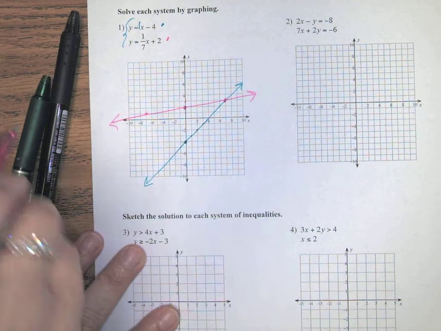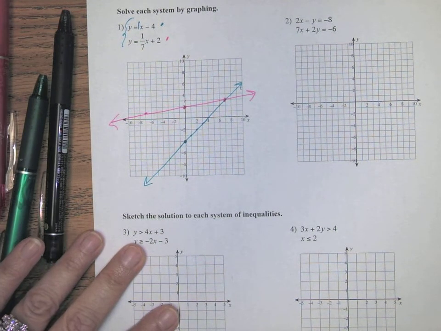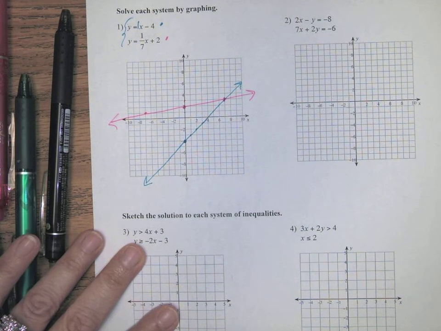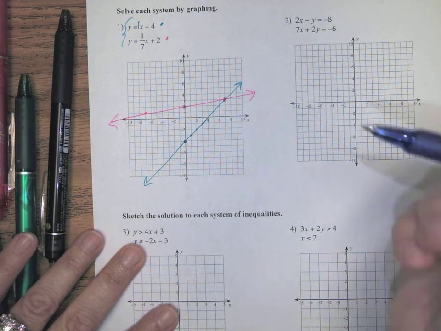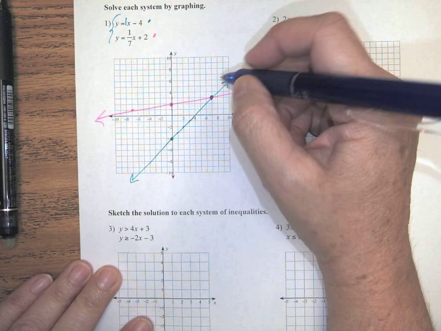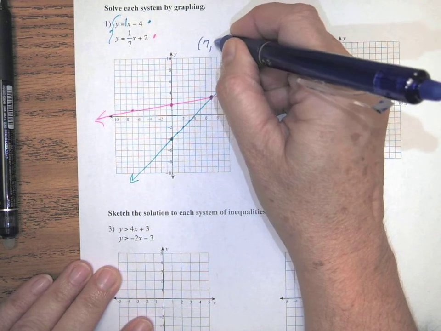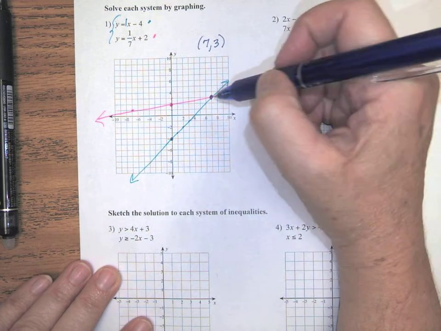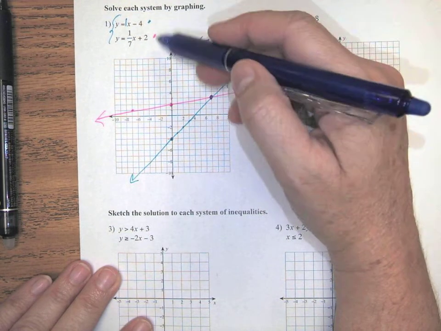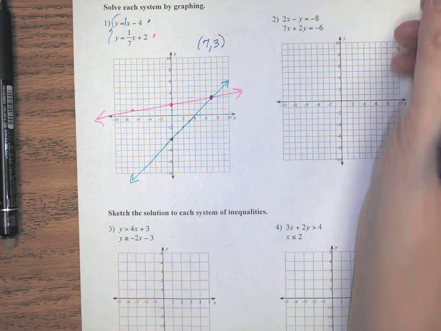Now, do you see these lines? Unless they're parallel, they're going to cross. So some of you, because you couldn't find the cross point, wrote no solution. They only have no solution when they're parallel. These crossed. We see that they crossed at 7, 3. That is my solution. I solved it. I found the point that both lines have in common. They both have the point 7, 3 in common.